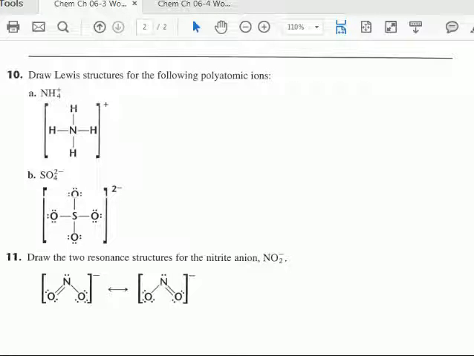Number 11. Draw the two resonance structures for the nitrite ion, which is NO2 with a -1 charge. Now this is a toughie. Resonance structures are very difficult.